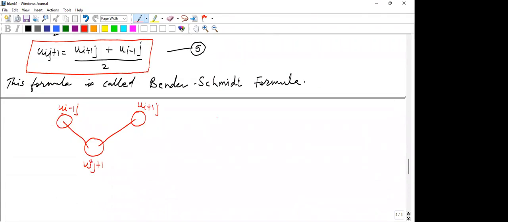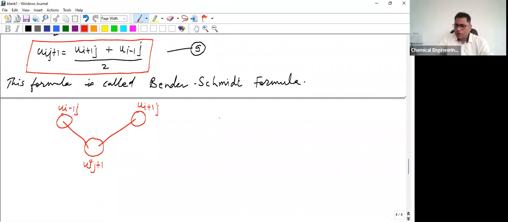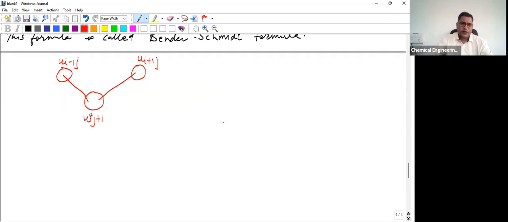So this is the standard 3-point formula. Earlier we have used the standard 5-point formula and diagonal 5-point formula. So here in the parabolic equation we use the Bender-Schmidt method. And this Bender-Schmidt method gives you the 3-point formula. And this formula is nothing but this value is the average of these two. So let us try to solve one problem. Quickly we'll solve one problem. Till then you just go through this.